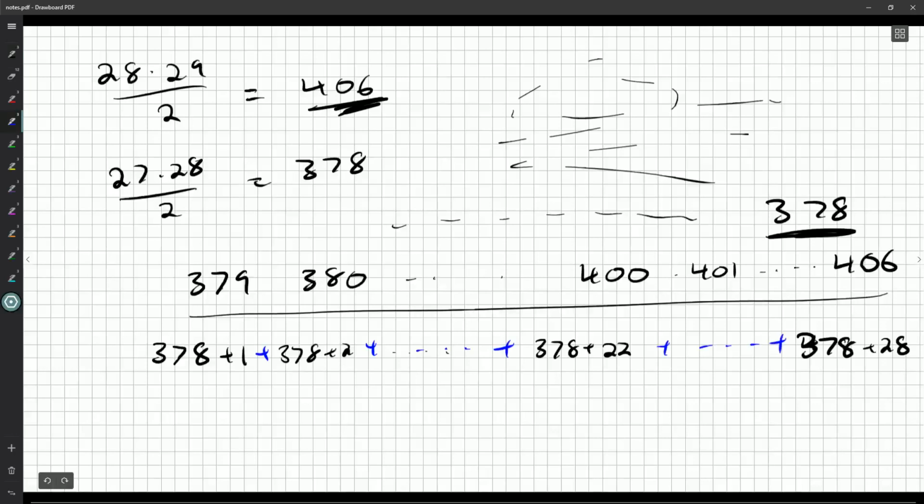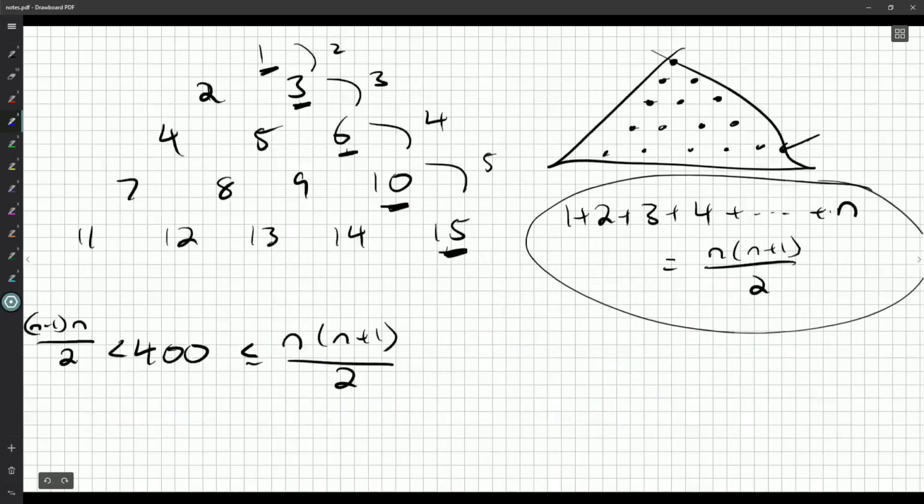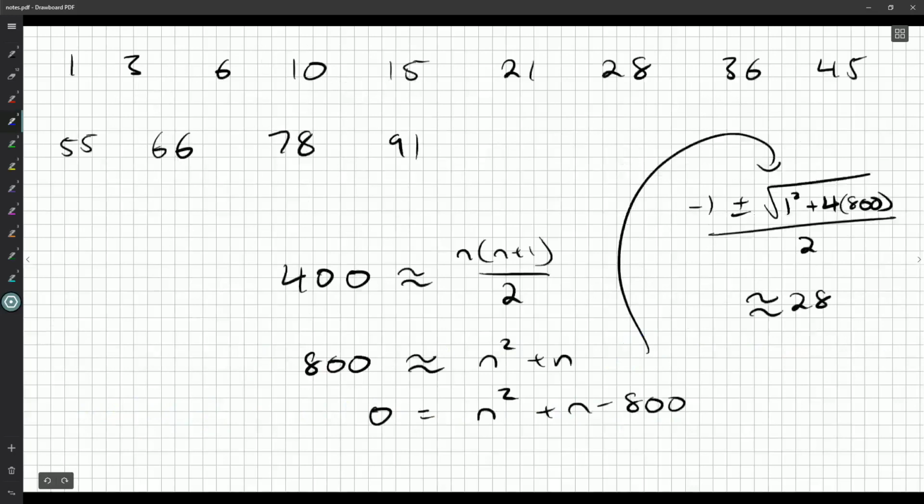Okay? So what can I do? Well, I'll take out 28 copies of 378, and what's left over? 1 plus 2, then plus a 3, all the way up to 22, and keep going all the way up to plus 28. So we've got 28 copies of 378 plus 1 plus 2 plus... But we have a formula for this. I said it a couple pages ago. It's a good formula to know. It's going to help us with this question.